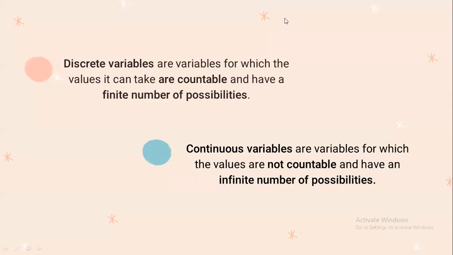Given the example age, you cannot count age. Why? Because it would literally take forever. For example, you could be 18 years, 7 months, 9 days, 12 hours, 54 seconds, 3 milliseconds, 8 nanoseconds, 9 picoseconds, and so on.